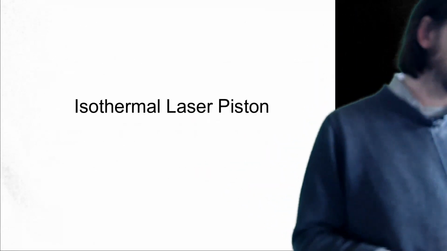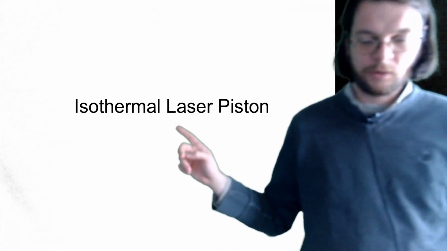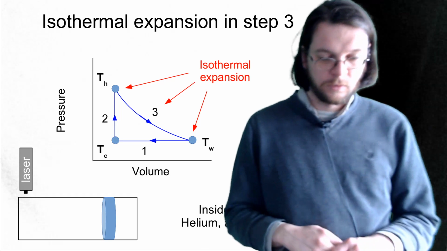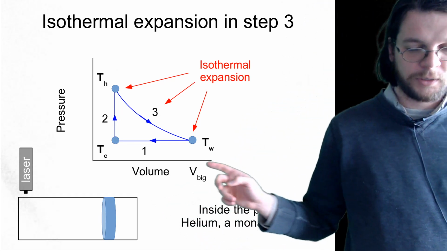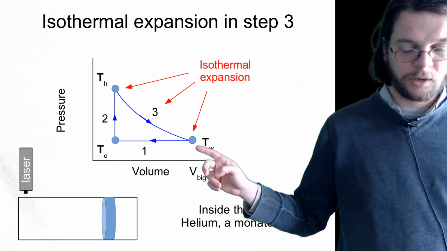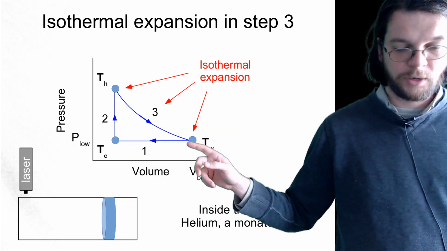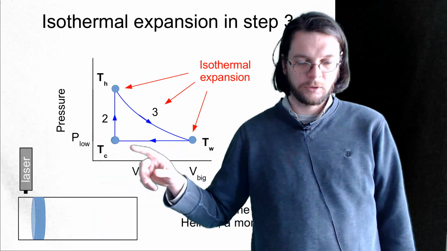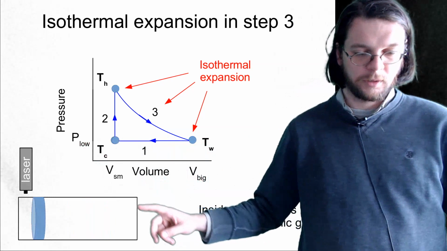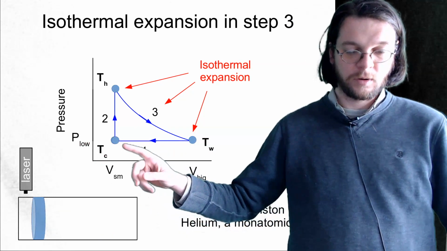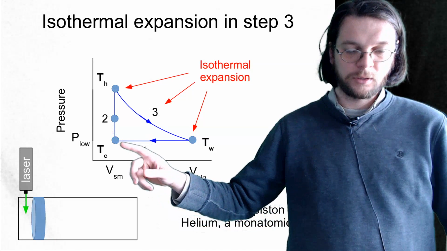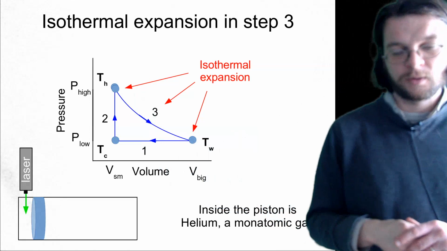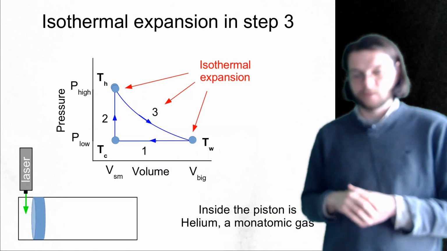So the next step would be to take our 3-cycle system and say, well, instead of adiabatic for step 3, why don't we make it isothermal? So again, we're going to be compressing it. We're going to start from this big volume and compress it down. It's going to stay at this P low, this low pressure. So now we're at this smaller volume. Same as before, we're going to dump the laser energy in there to heat this thing up to the high pressure.